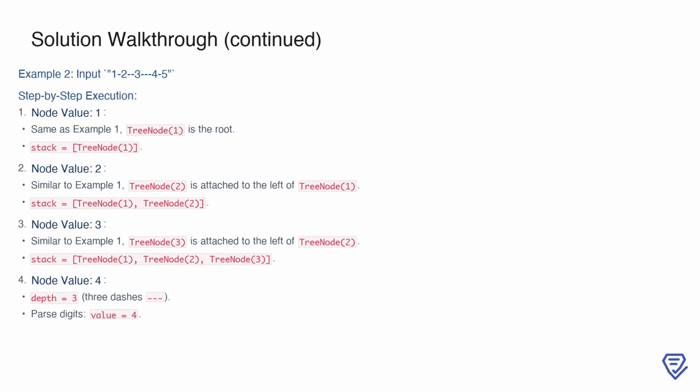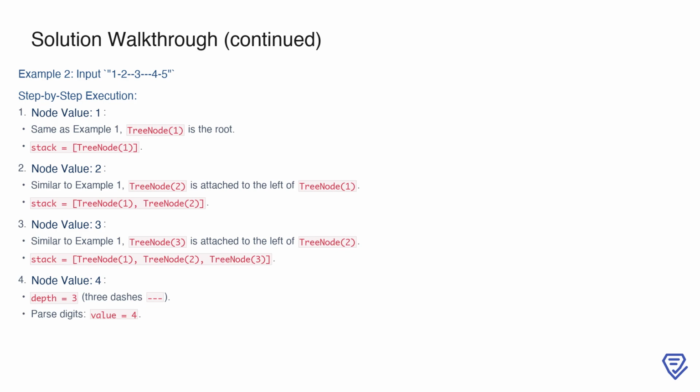In our second example, we process the input string 1-2-3-4-5. As before, we start by parsing the value 1, which becomes the root node, tree node 1. The stack is initialized with tree node 1. The next value, 2, is preceded by 1 dash, giving it a depth of 1. After parsing, tree node 2 is created and attached as the left child of tree node 1. The stack is updated to include tree node 2.